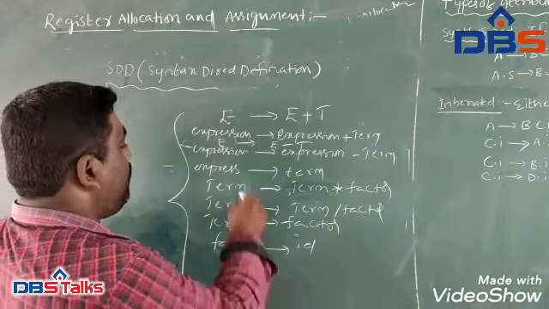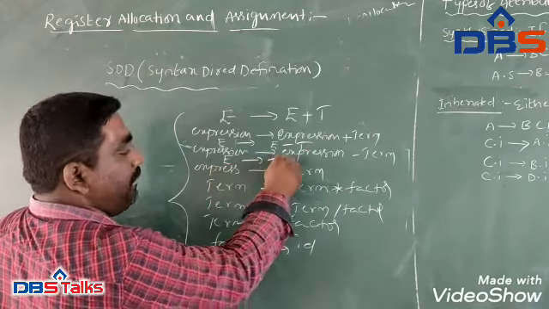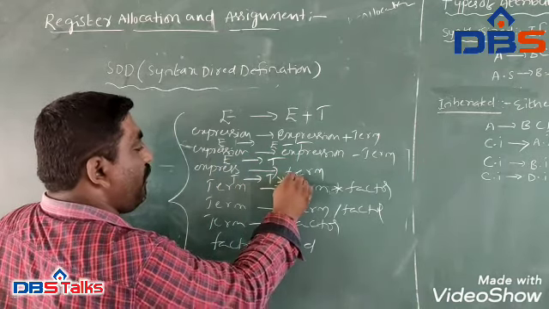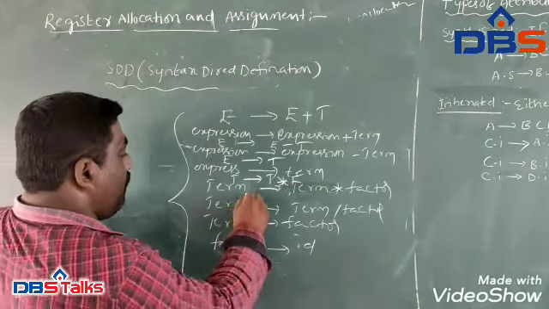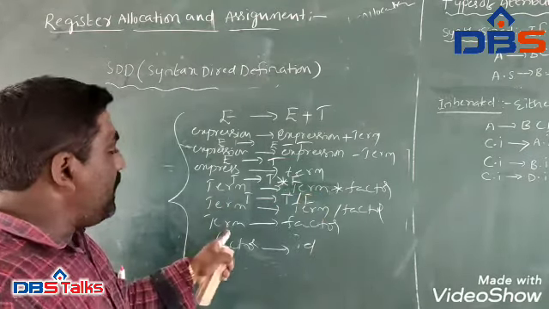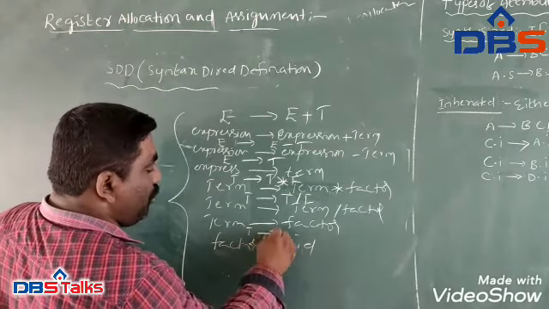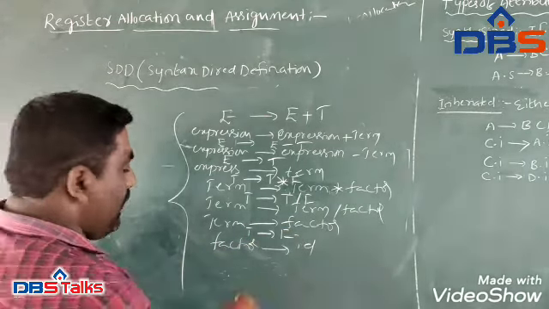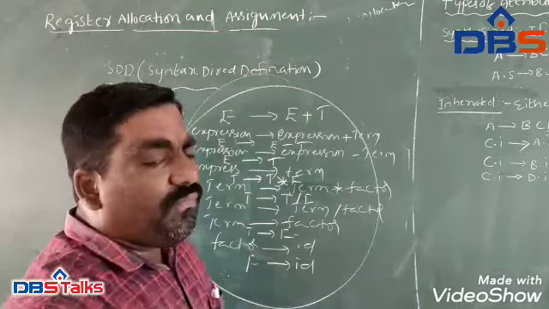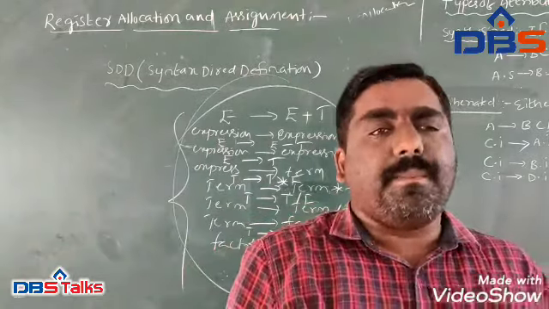The expression produces term. Here, term produces term into factor. Here, term produces term by factor. Here, term produces factor. Here, factor produces ID. So this is the example for context free grammar.